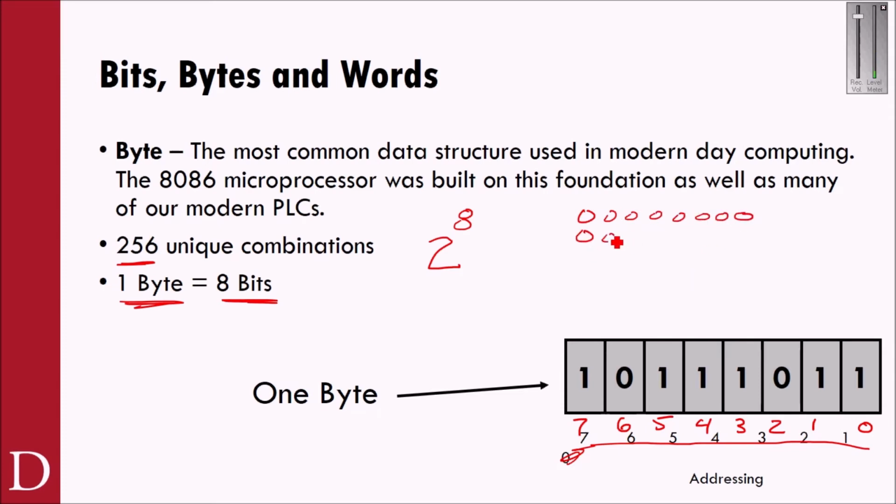The next one would be 0, 0, 0, 0, 0, 0, 0, 1. Then it's going to go all the way down to where it finally gets to 1, 1, 1, 1, 1, 1, 1, 1. And you've got to think about all the combinations. So the next one here would be 0, 0, 0, 0, 0, 0, 1, 0. So you can see how it's going to go. I'm not going to write all 256 unique combinations for you, but that gives you an idea of what that would look like. So that would be our byte, 8 bits collected together.